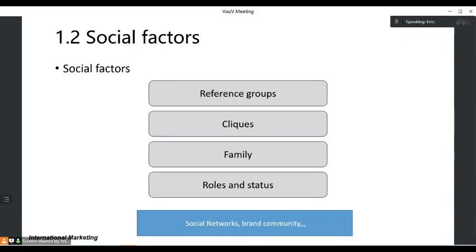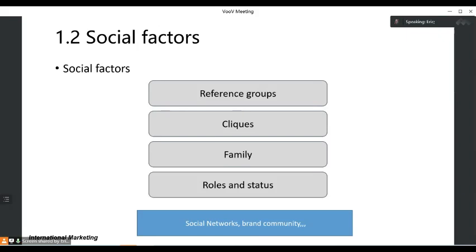The first thing is about the cultural factors. The next is about the social factors. Social factors mean that as a single person, we can't buy something by ourselves. We are usually affected by the people around us. We have friends, family, colleagues, classmates. So when we buy some things, we are affected by them. We can't deny that.